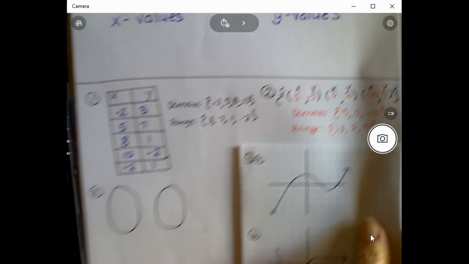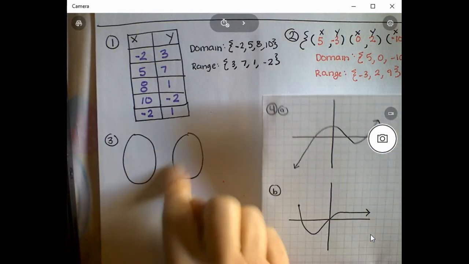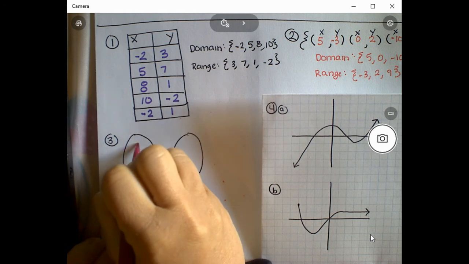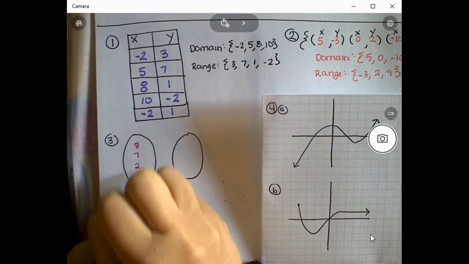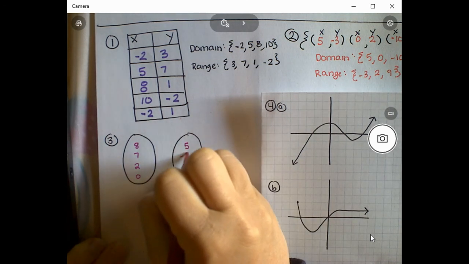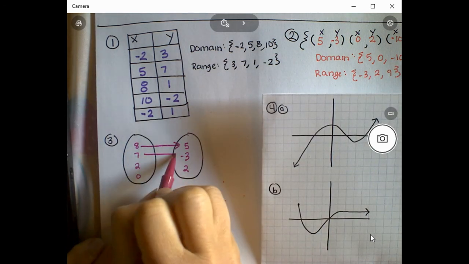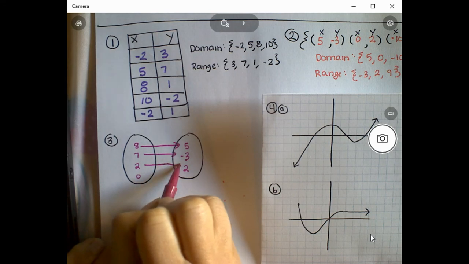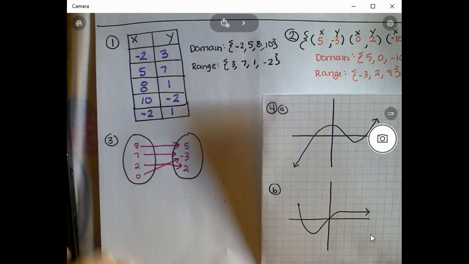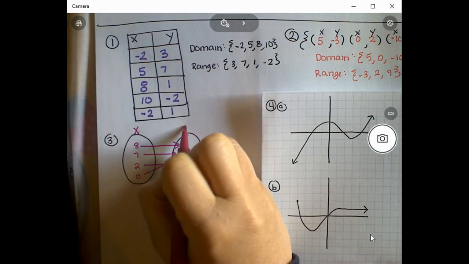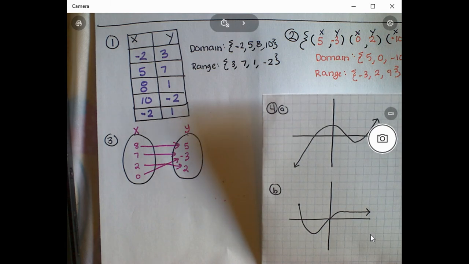Sometimes you'll see domain and range asked in a thing that looks kind of like this. It's called a mapping diagram. So I'm just going to write some numbers. And you'll often see arrows on these mapping diagrams. Okay, and those literally just represent a set of points. The first oval being the x coordinates and the second one being the y coordinates.